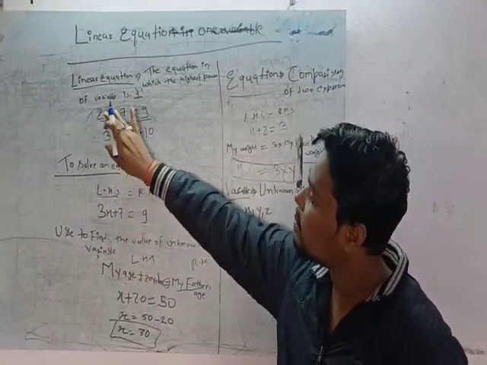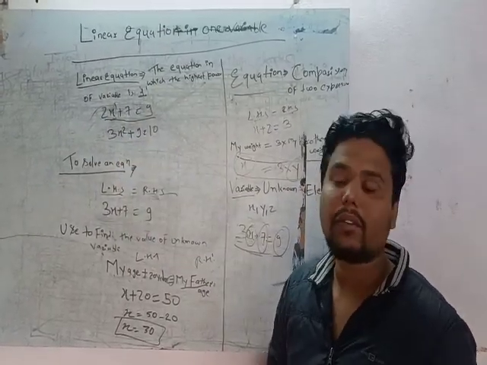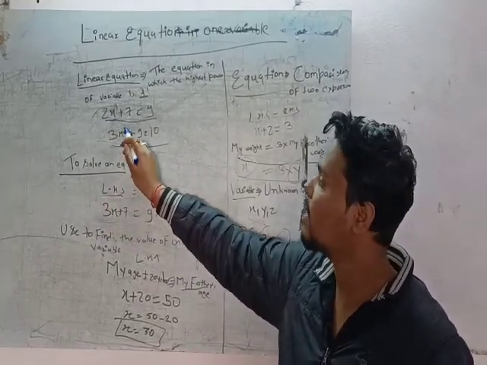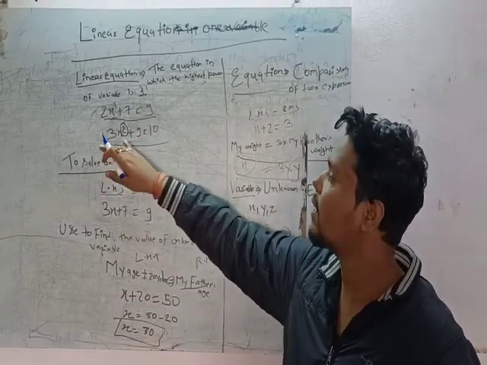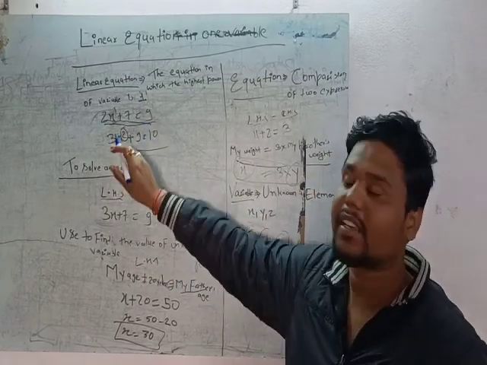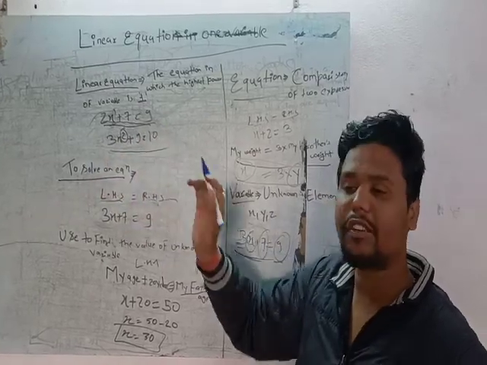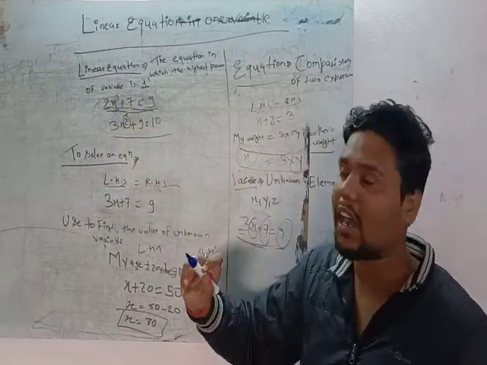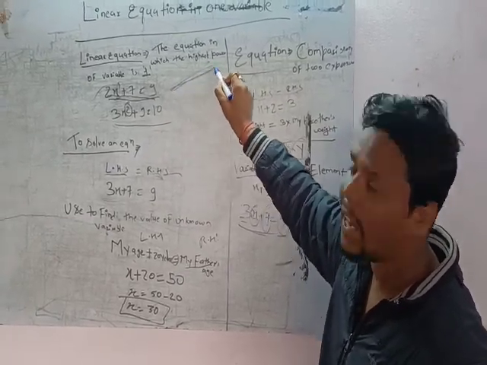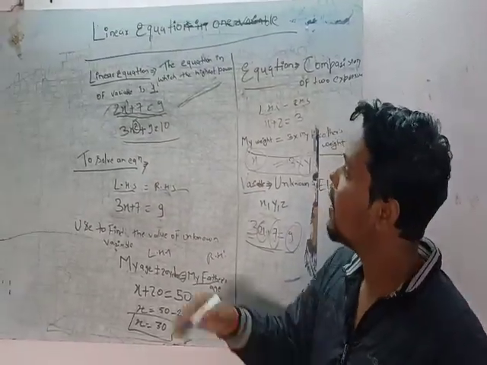And if the highest power in an equation is 2, then it becomes a quadratic equation. For example, here 3x square plus 9 equals 10. Here the highest power of the variable is 2, so it is a quadratic equation. Whereas 2x plus 7 equals 9 is an example of a linear equation. Why is it called linear? Because if we draw this expression in a graph, it will result in a linear graph. It will be a line in the graph. That's why we call it a linear equation.